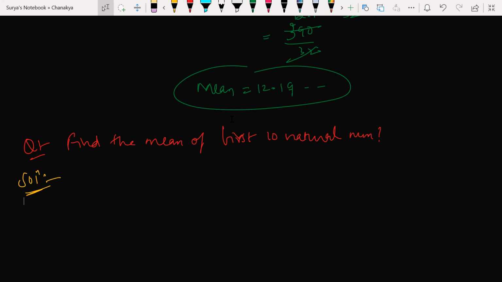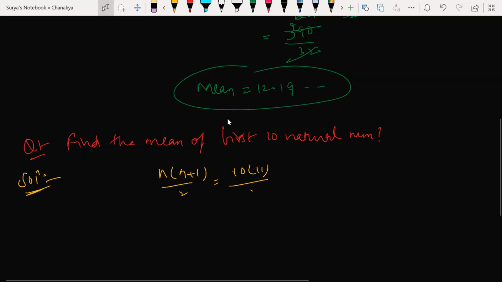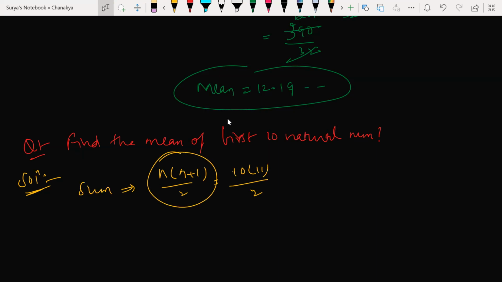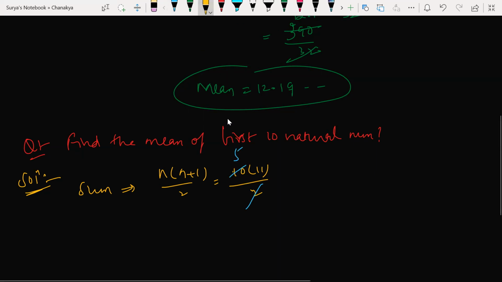First, what is the sum of the first 10 natural numbers? Look, n into n plus 1 by 2, that is 10 into 11 by 2. Sum, what is the sum formula? Calculate the sum first. n into n plus 1 divided by 2, as per the progressions lesson. If you are an intelligent student, then you can just calculate it this way.